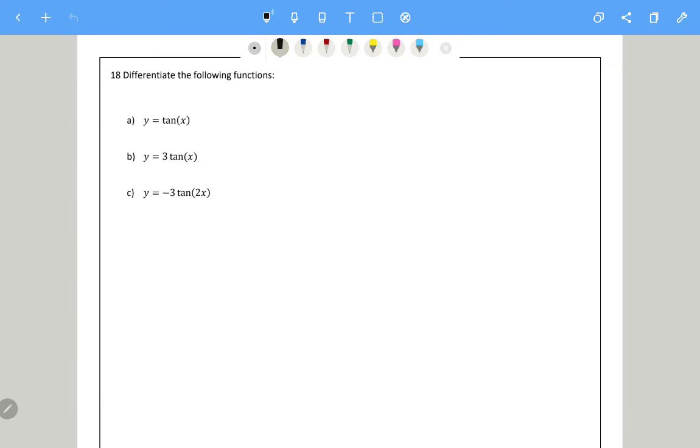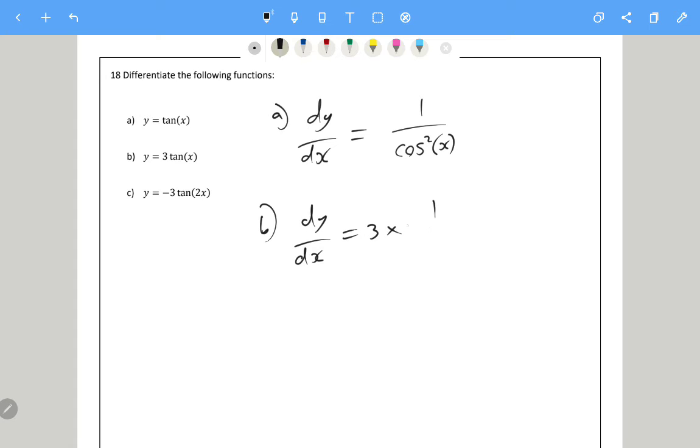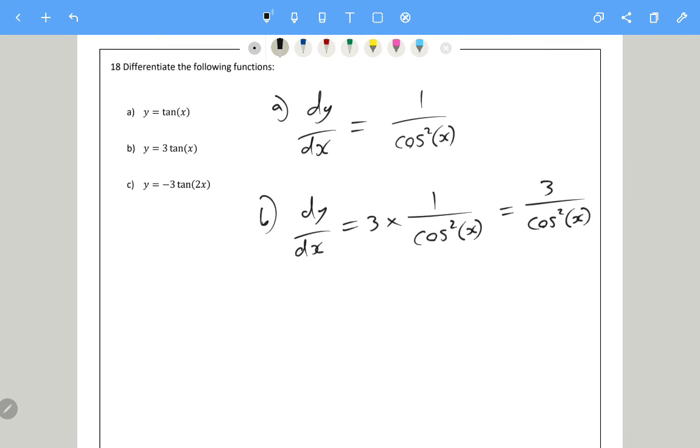Let's do a couple. Alrighty, so we've got y is equal to tan of x. I just said what the rule was, but derivative of tan of x is equal to 1 on cos squared x. B, the derivative of 3 tan x is going to be 3 times 1 over the cos squared of x. Where does the 3 go? The 3 goes on the top, because remember, constants do not get derived, they just kind of hang out at the front.